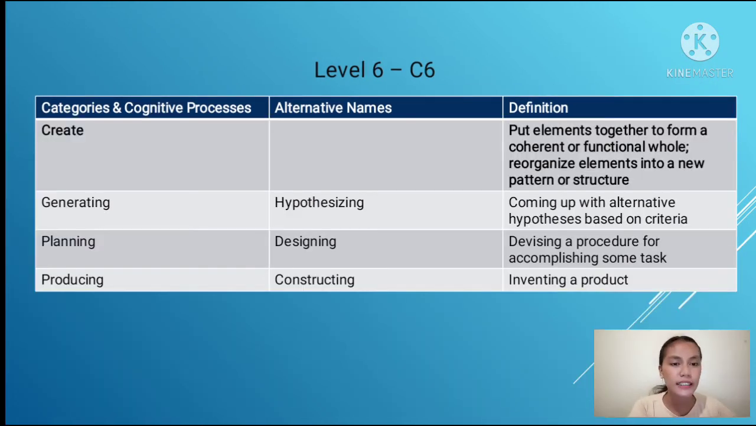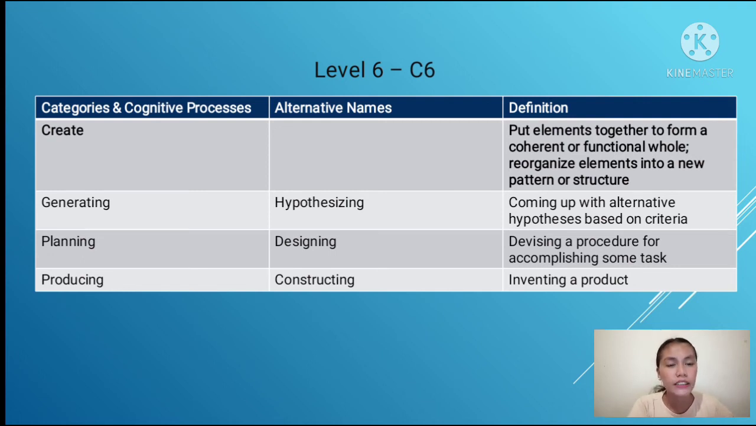So the last is level 6, category 6, which is create. Definition is to put elements together to form a coherent or functional whole. Reorganize elements into a new pattern or structure. Its cognitive processes are generating, planning, and producing.